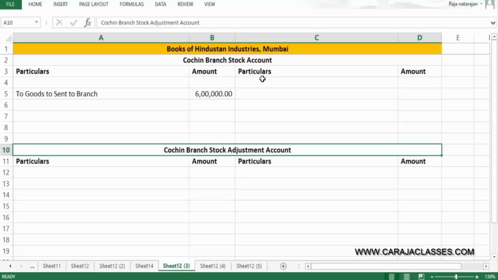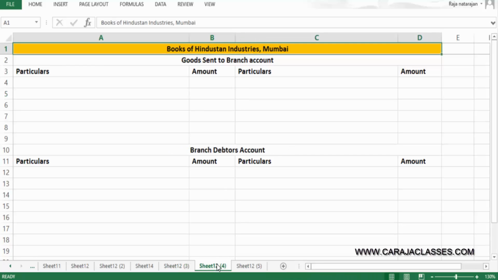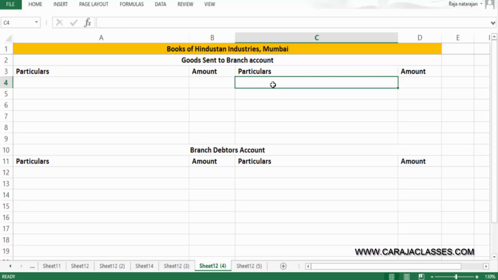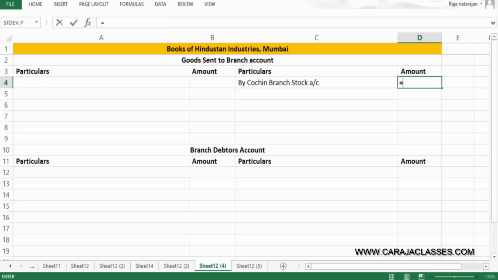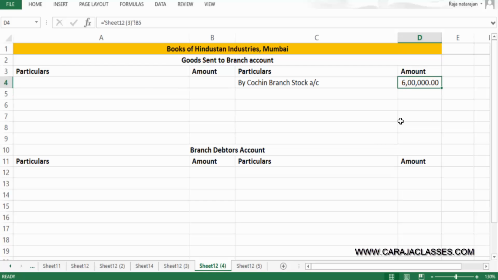It means the removal of profit loaded in the goods sent to branch. But before that, let us give effect for this entry in goods sent to branch account. So we'll go to goods sent to branch account. On the credit side, we'll write by Cochin branch stock account. And what is the amount? We know the amount involved is 600,000, right?